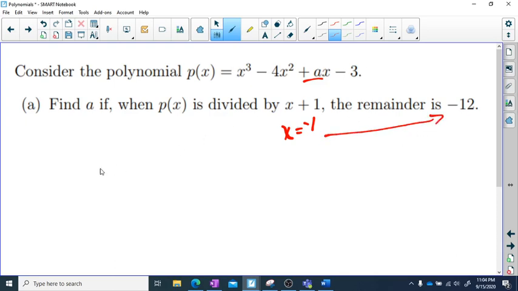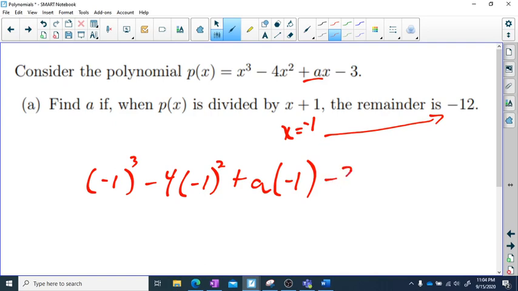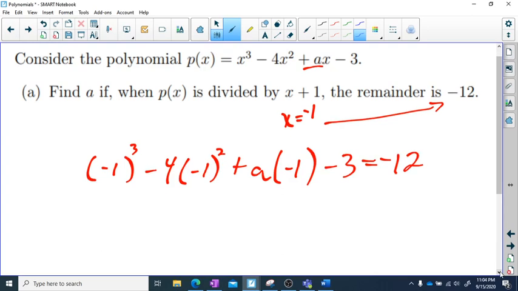So wherever there's an x, I put negative 1 in for all the x's. Now, not for the letter A. Leave that there. Minus 3. Well, according to what this says as the clue, when I substitute negative 1 for all the x's, I should be getting a remainder of negative 12. Well, that leaves me with one unknown, so now I've changed the situation into a nice, easy linear equation. And then we're going to solve this now for A.